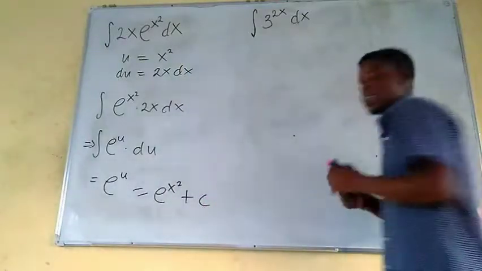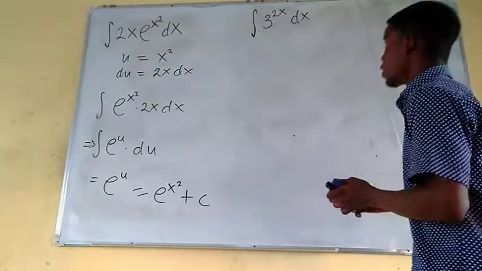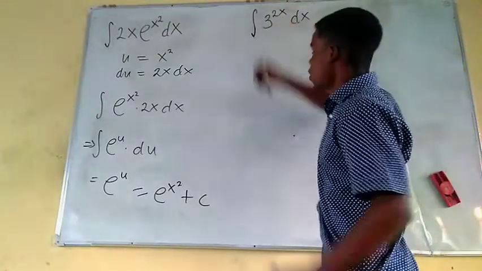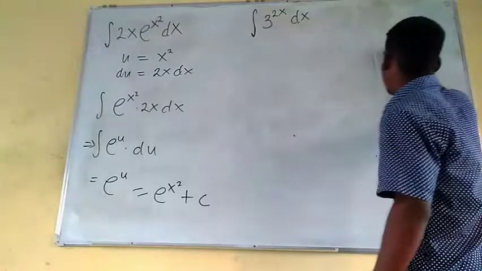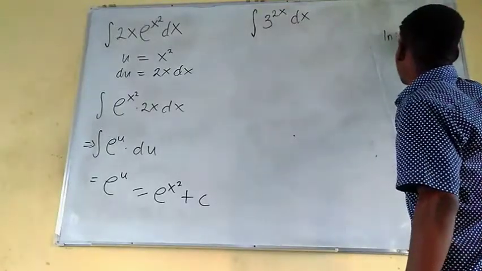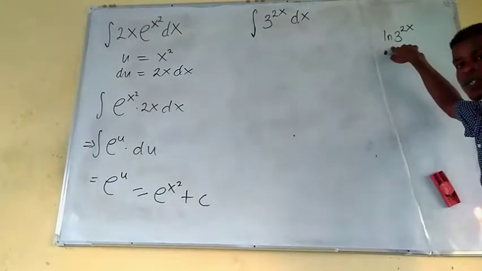Now I'm going to use e and ln, because the two of them are actually going to give us 1, like this. To make x come down, I can just have ln of 3 to the power of 2x. We've actually changed everything.